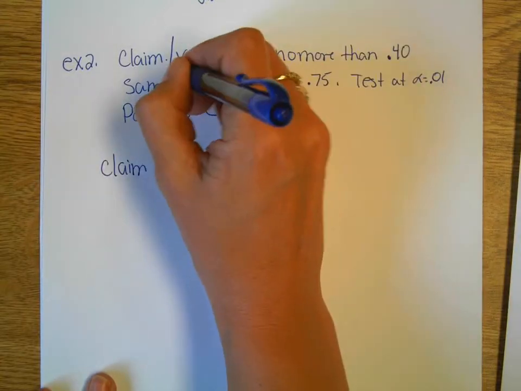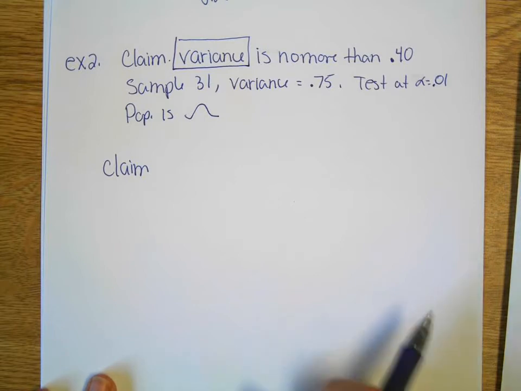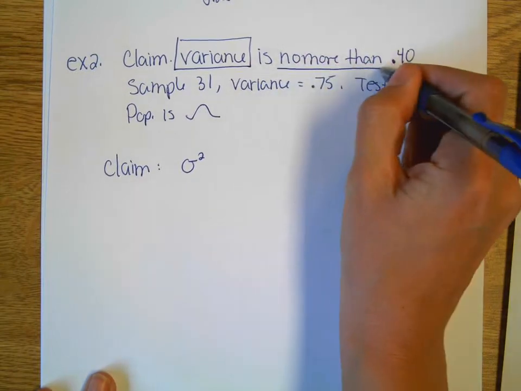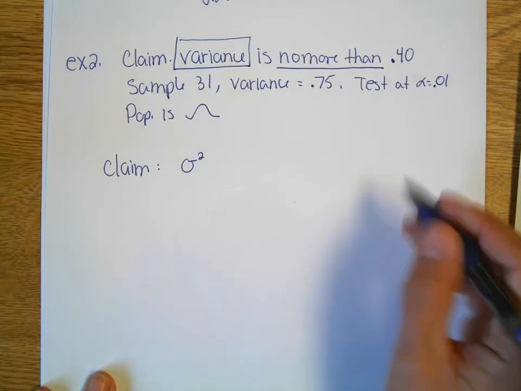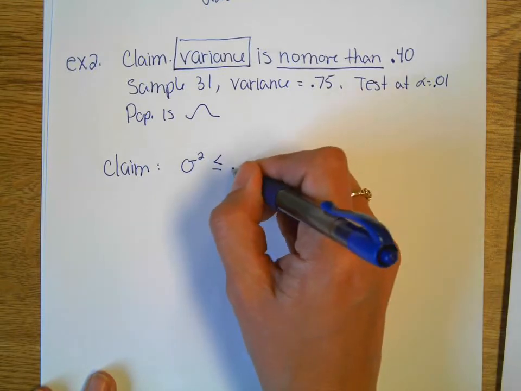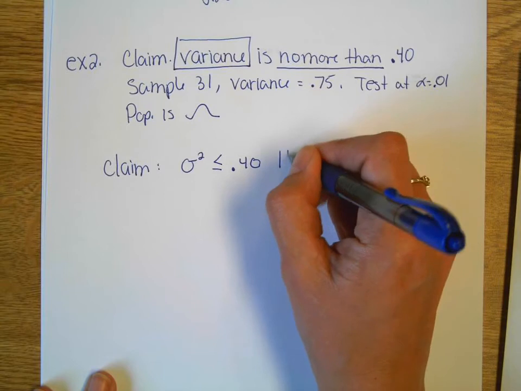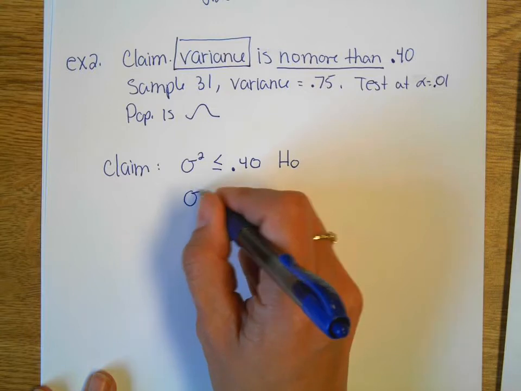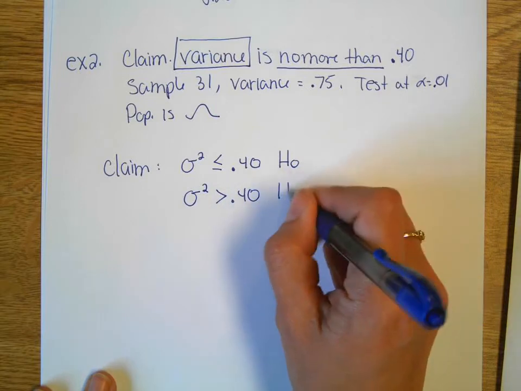Because this one is about variance, that's what's going to tell you to come to this chi-squared section of your card. What's our symbol for population variance? Sigma squared. No more than: less than or equal to 0.40, making that the H0. Greater than 0.40 would be the Ha.